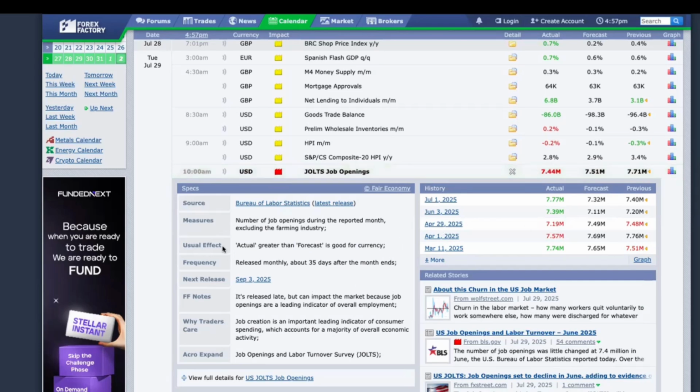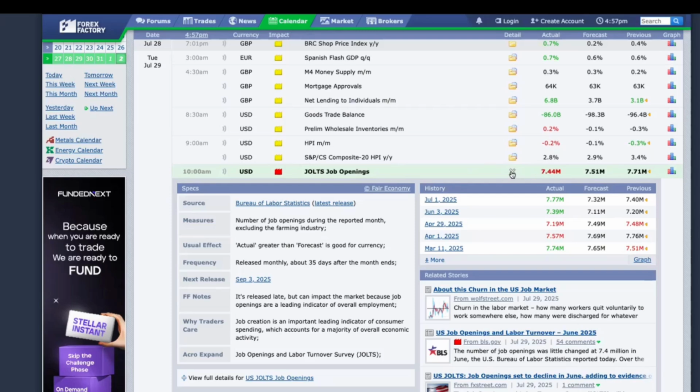And it also says the usual effect right here. It says that here. That's not good for currency. That means the US dollar will weaken. So anything that trades with the US dollar, you want to think about that. So for example, like gold, because the dollar is weak now, we might see some buy pressure in gold for a period of time because the US dollar isn't as strong, right? So that's what I mean by using news to help if you're trading.